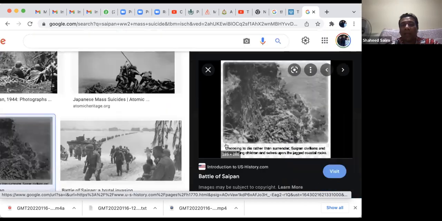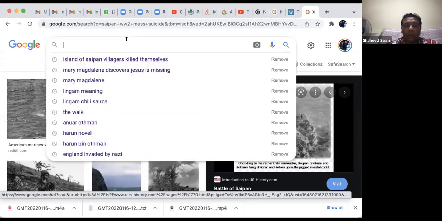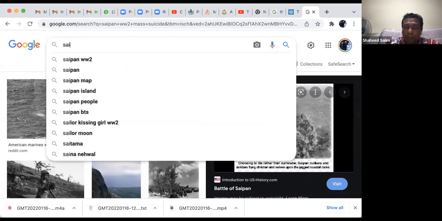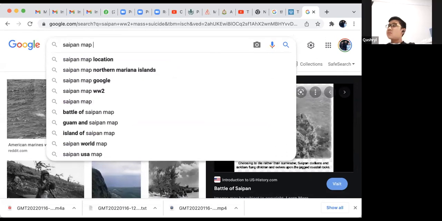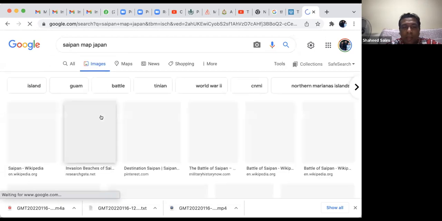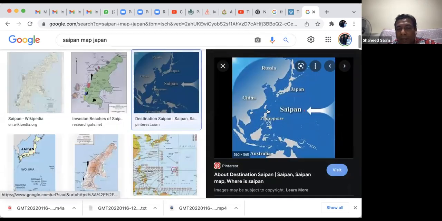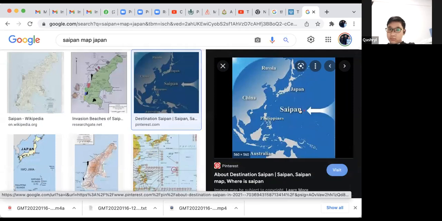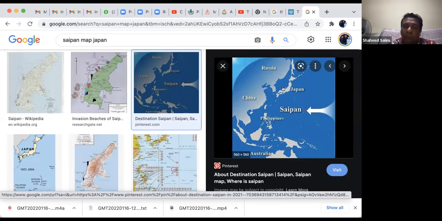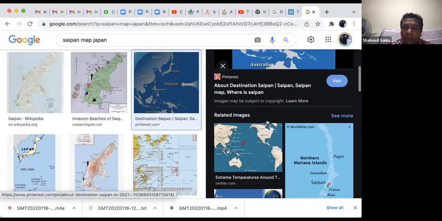Saipan is a place. Saipan map now. We put the map of Japan. So this is actually quite far from Japan. This is a small dot down in Saipan. Where's Japan here? It's like Singapore. Why did they want this? Because the Americans wanted to put all their planes here. From here they attack Japan. But the Japanese, they are very, very brave soldiers.